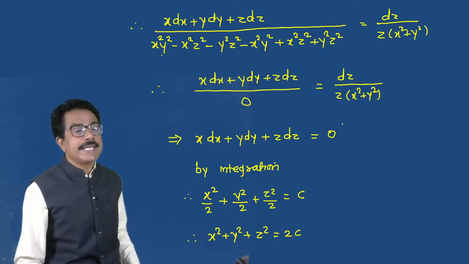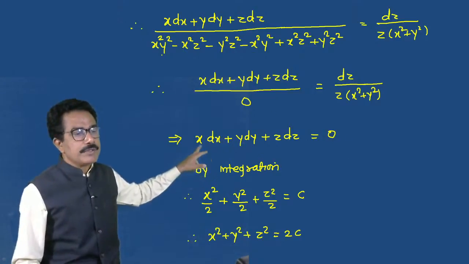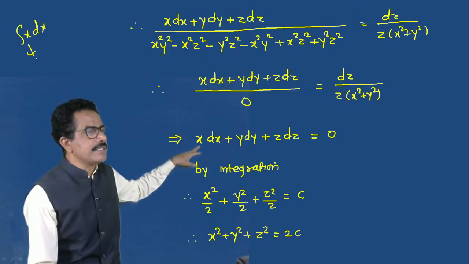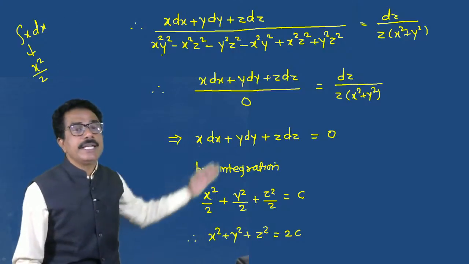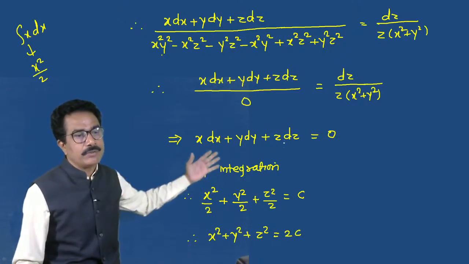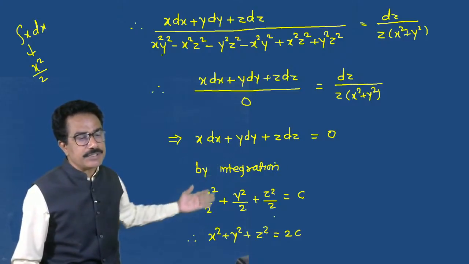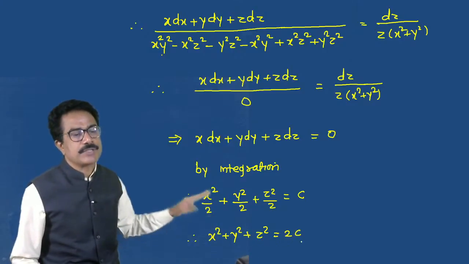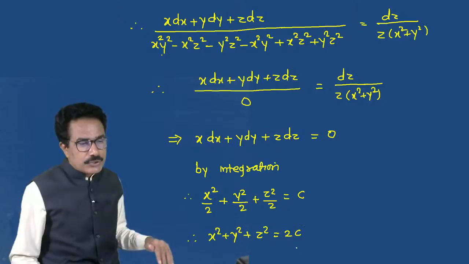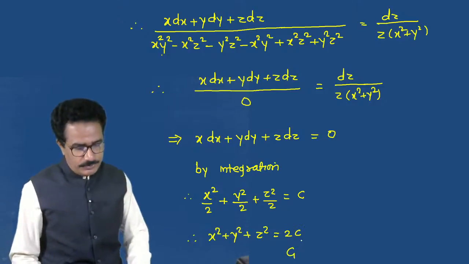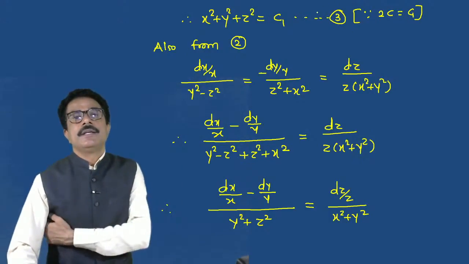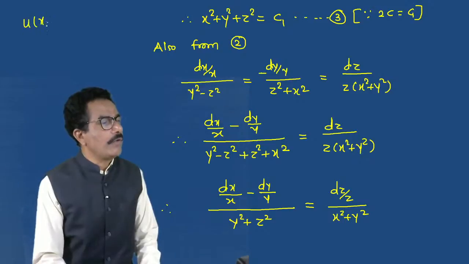Now by integrating, this is the variable separation form. Integration of x dx is x square by 2. Similarly, integration of y dy is y square divided by 2, and integration of z dz is z square divided by 2. Multiplying by 2, it will be x square plus y square plus z square is equal to 2c. We consider this 2c as c1. So we can write x square plus y square plus z square is equal to c1, which is in the form of u of x, y, z equal to c1.